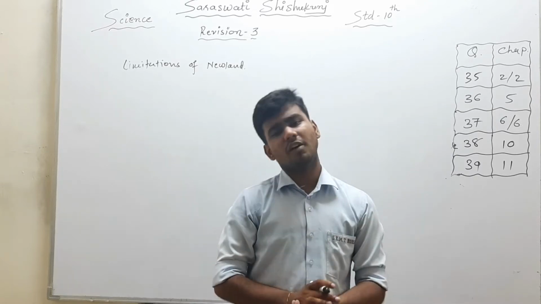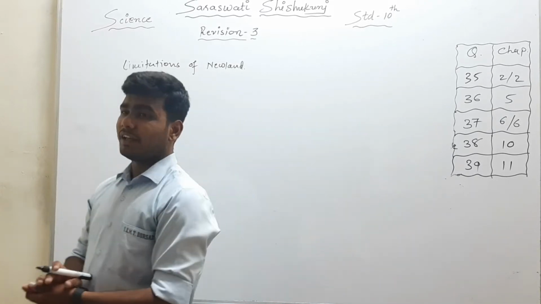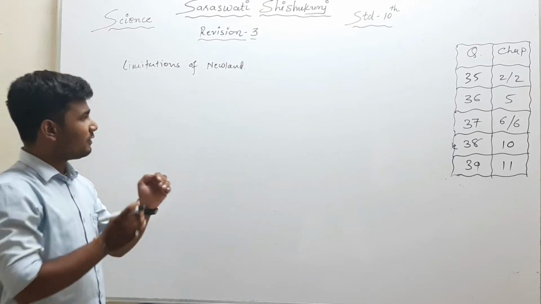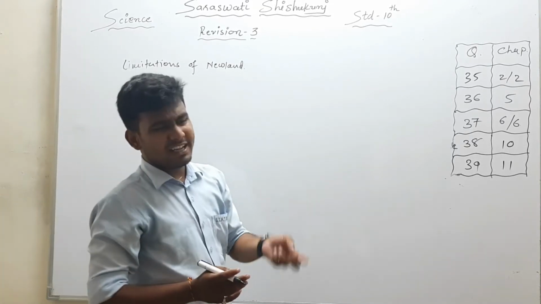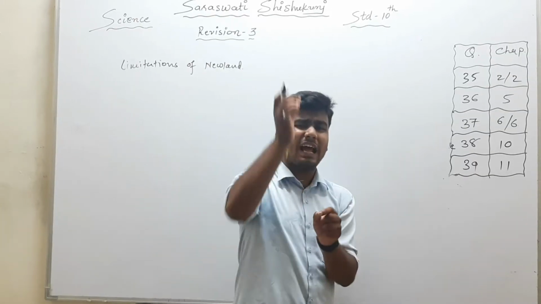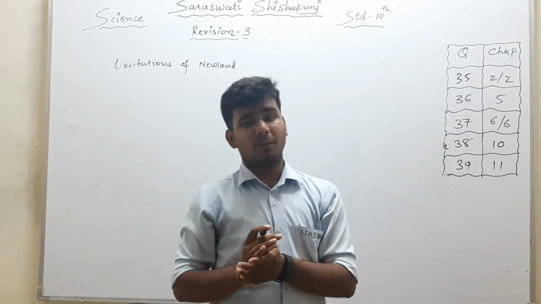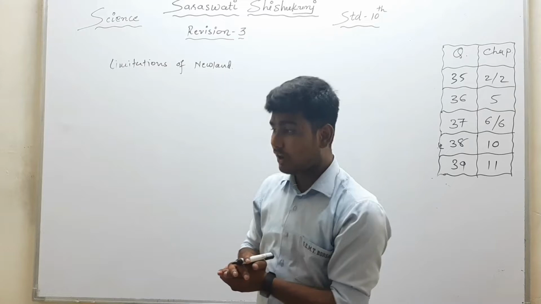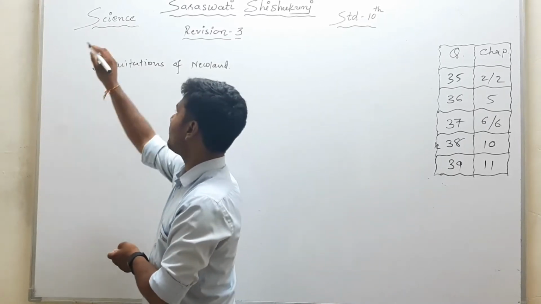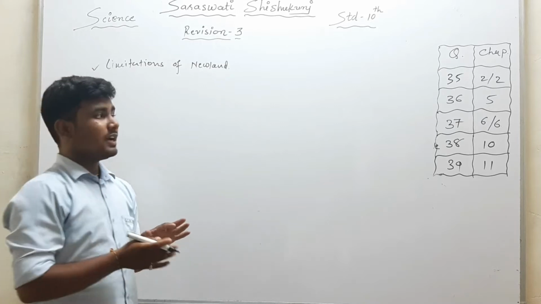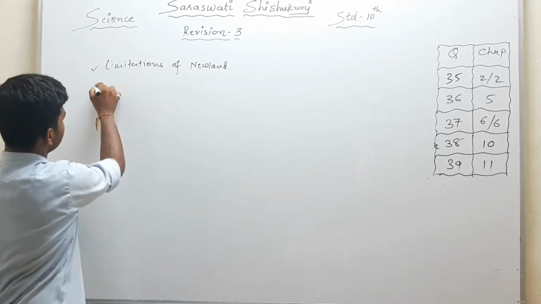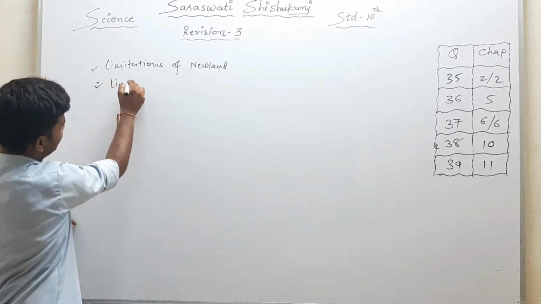The third limitation of Newland was that when the arrangement was done, in some of his groups he placed elements which did not have properties similar to the others. So we can also talk about the limitations of Newland, which can be asked to you in 2 marks or 3 marks.